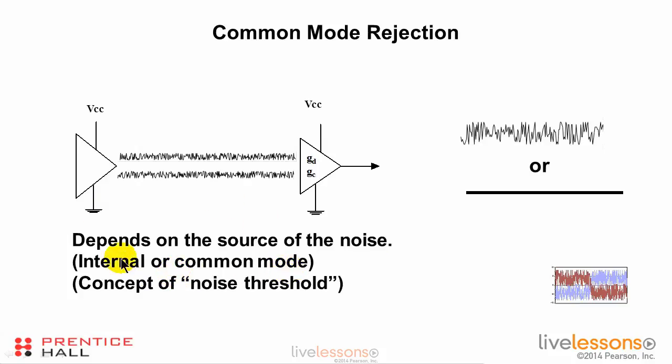So internal noise would be noise that is generated internal in the circuit. Common mode noise would be noise that comes from outside and is injected onto the traces. Now I'm going to show a little simulation using a spreadsheet to illustrate what happens here.